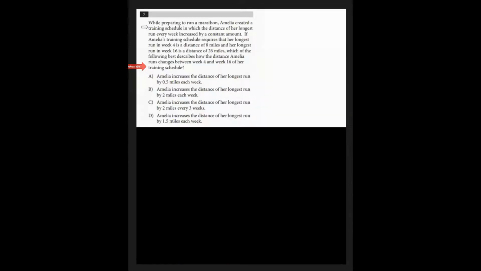Question 7. While preparing to run a marathon, Amelia created a training schedule in which the distance of her longest run every week increased by a constant amount. If Amelia's training schedule requires that her longest run in week 4 is a distance of 8 miles, and her longest run in week 16 is a distance of 26 miles, which of the following best describes how the distance Amelia runs changes between week 4 and week 16 of her training schedule?